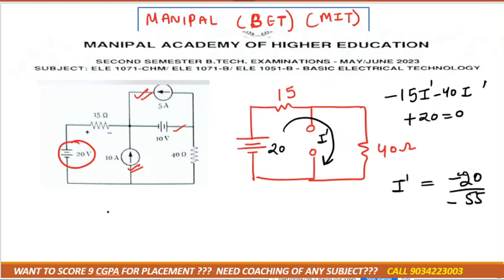From here we'll get the value of I dash, that is minus 20 divided by minus 5. But they ask you to calculate voltage, so we don't stop up to here. We'll calculate V dash, that is I dash multiplied by 50. Got it? This is your first step.